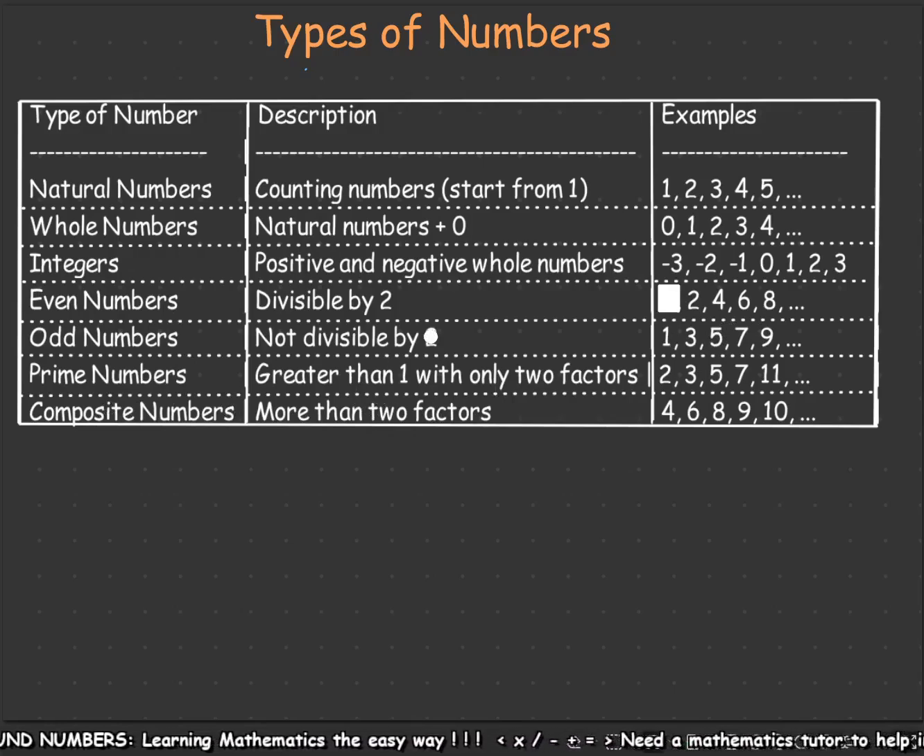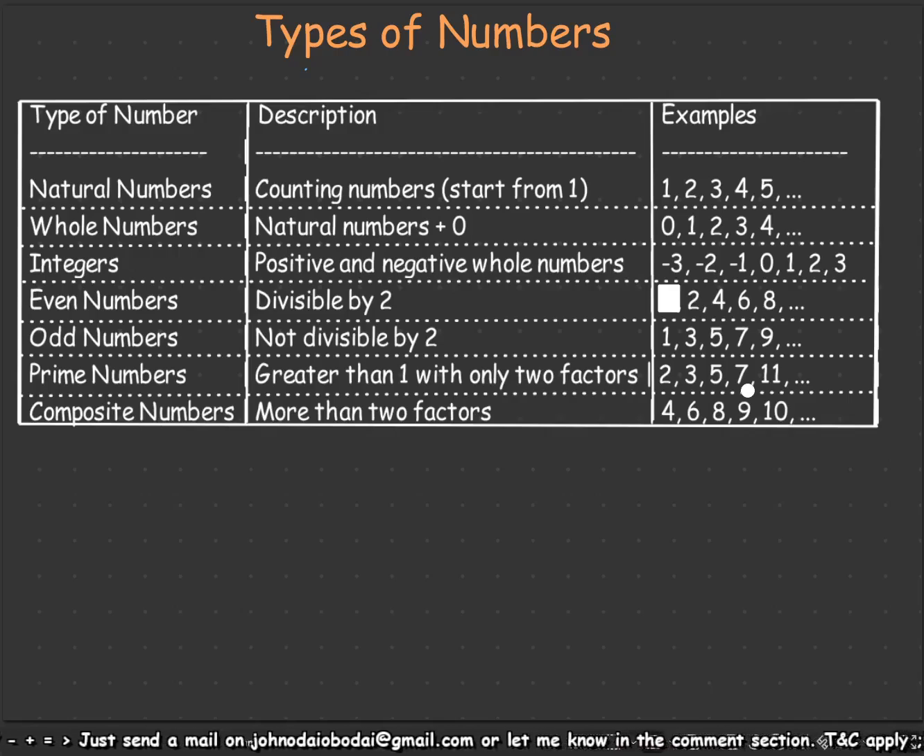Prime numbers, on the other hand, are numbers that are greater than 1, but they have only 2 factors. So talking of only 2 factors, it means it is only 1 and the number itself that can divide them. So for instance, if you take 2, there are only 2 numbers that can divide 2, 2 itself and 1. If you take 3, there are only 2 numbers that can divide 3, 3 itself and 1. Same applies to 5, same applies to 7, and same applies to 11. We call these what? Prime numbers.